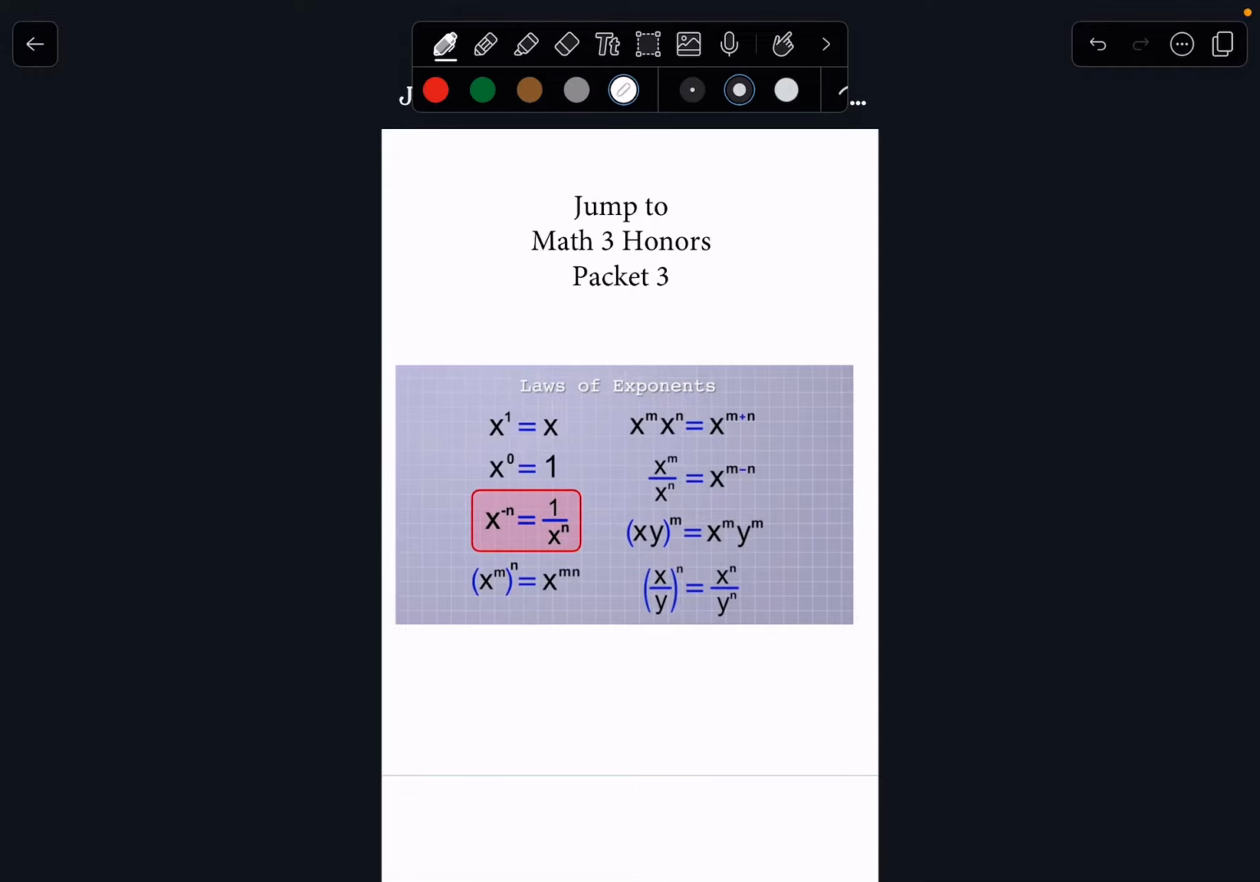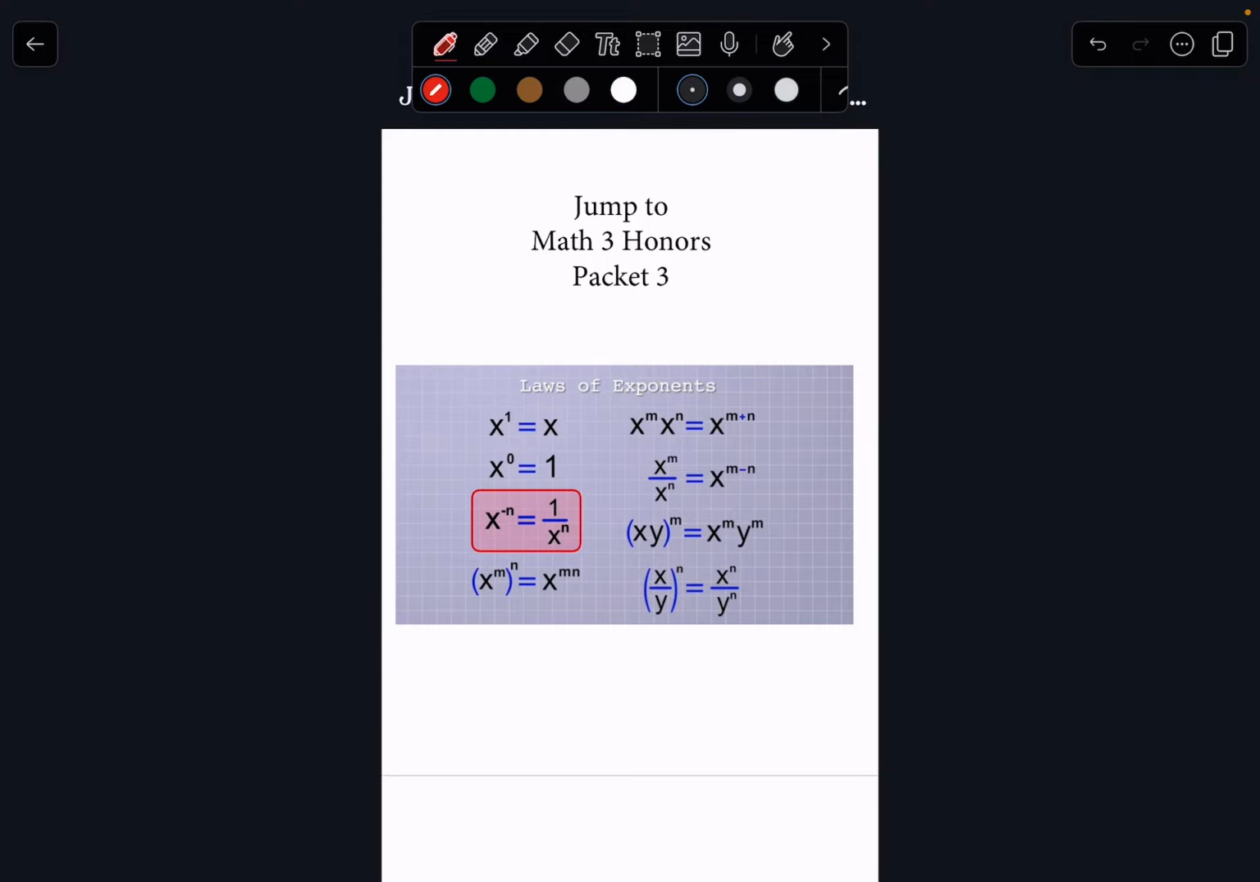Everyone. Today we're going to get started on our last packet for the Jump to Math 3 Honors. Some of what we're going to talk about is going to be review for you guys, and some of it is probably going to be new for you. Basically, today we're specifically going to be going over factoring, and you've already learned how to factor certain things. We're going to review those, and then we're going to build on top of that.